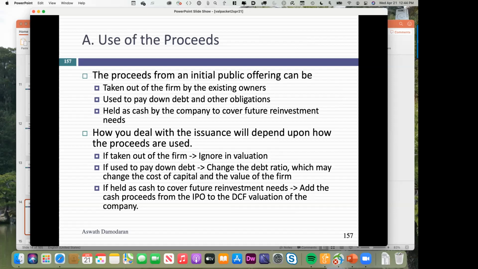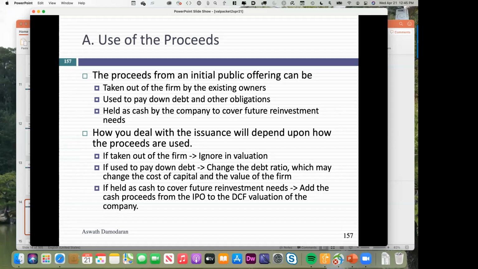Incidentally, this should be specified in the prospectus. So if you've never read the prospectus for an IPO, pick up a prospectus for a company and read through it. Somewhere in the prospectus, the company has to specify what they plan to do with the proceeds. And as I said, there are 3 things they can do.